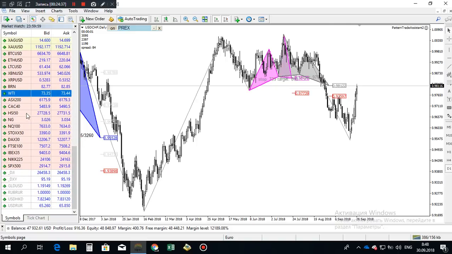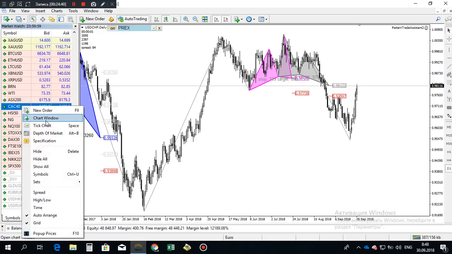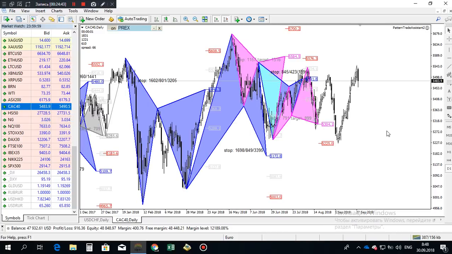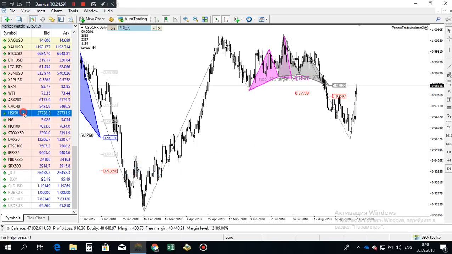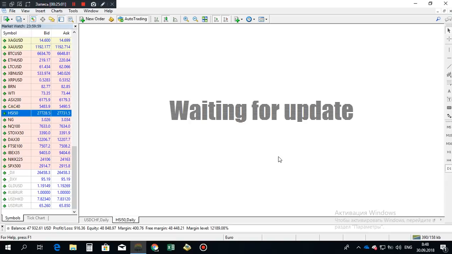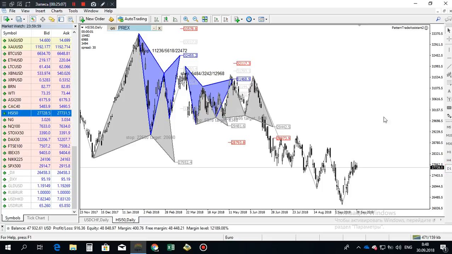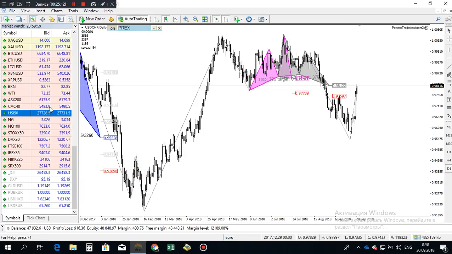Okay, let's check some indexes. CAC 40. Nice consolidation period, pattern after pattern after pattern, and so on. Right now we have nothing. We consolidate, but we do not form any pattern. Okay, HSI 50, nothing is there.